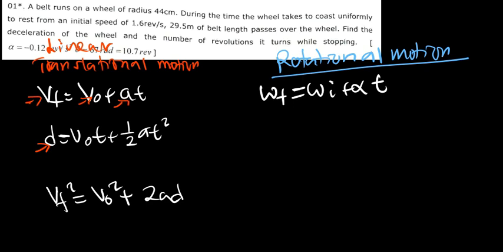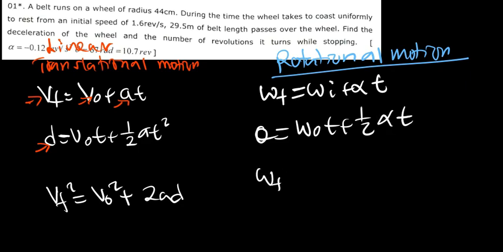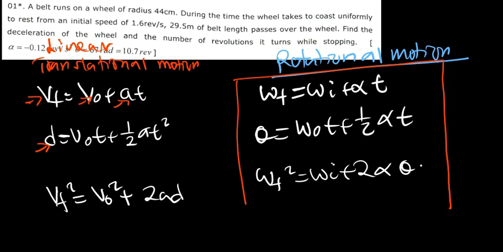Then here, where there is d you put theta, so it will be like this. Then here is the same thing. I just put this. Most of the time these are the formulas we're going to be working with. Does that make sense? So that's the relationship between rotational motion and translational motion.